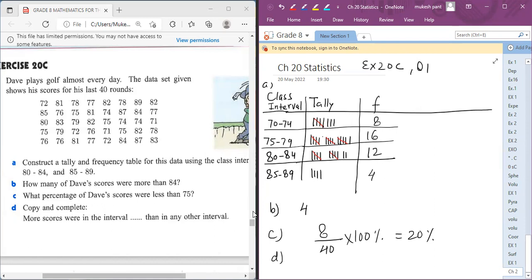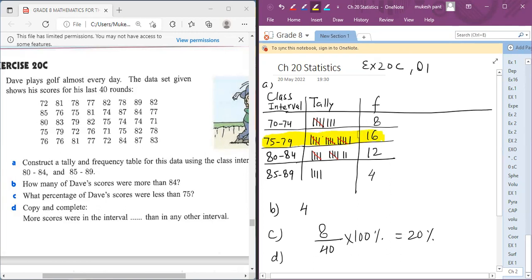What is he asking? More scores, which is having... Is it 75 to 79? Absolutely correct. He is asking about the interval which is having the highest number of scores. And how can we know? It's 16, because 16 is the highest frequency. So this will be the class having the highest number.